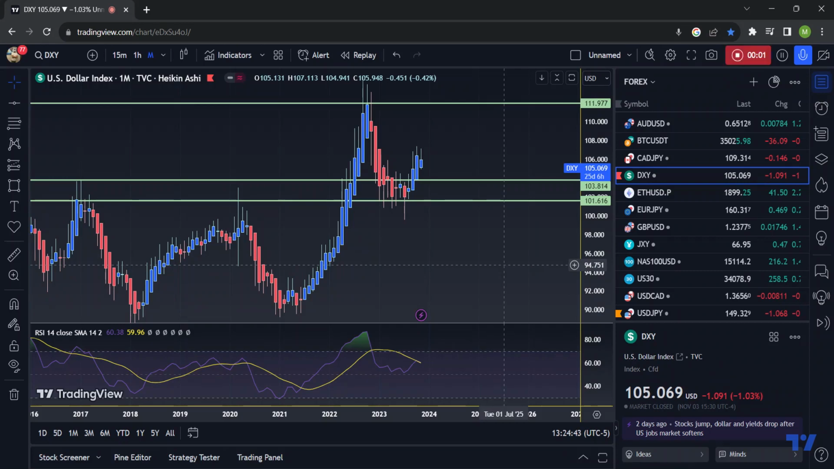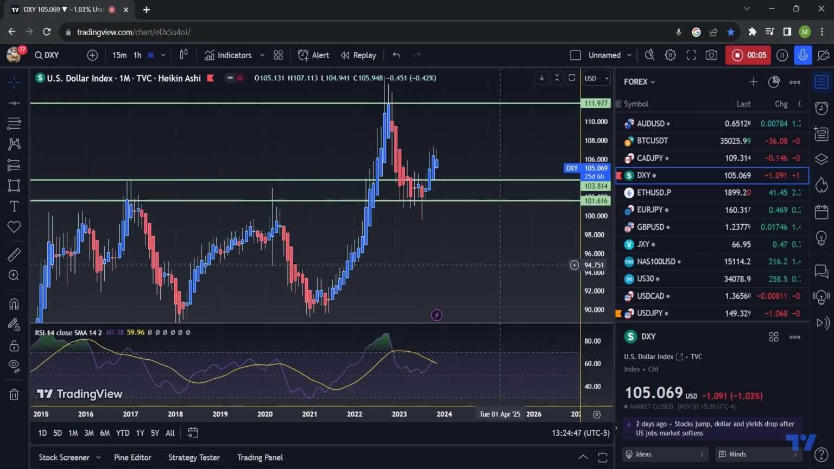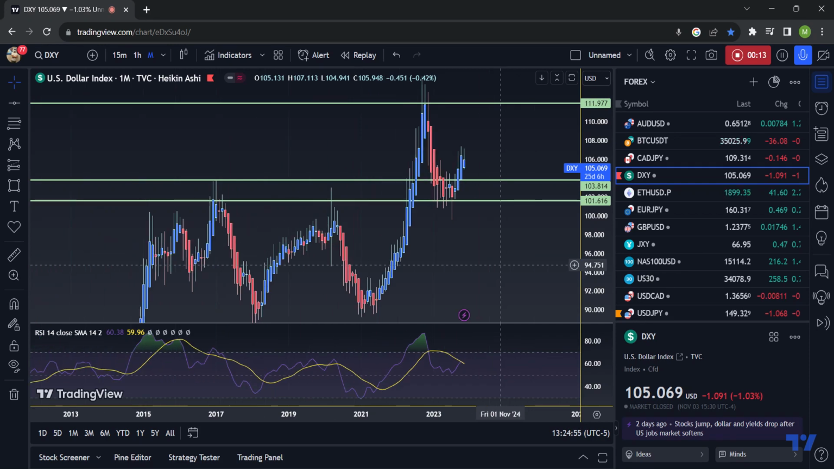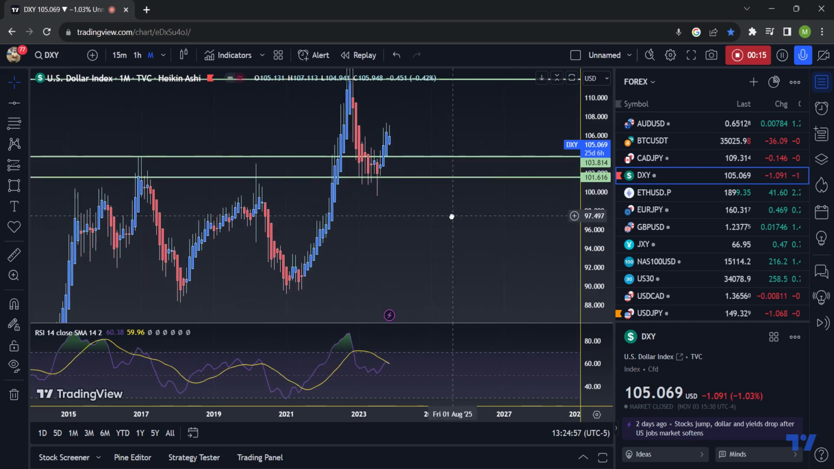Hello everyone. Today I'll be explaining how to read multiple time frames and how to get into accurate buy and sell positions. For starting this, I'll be using US dollar index as an example. So this is my monthly time frame.